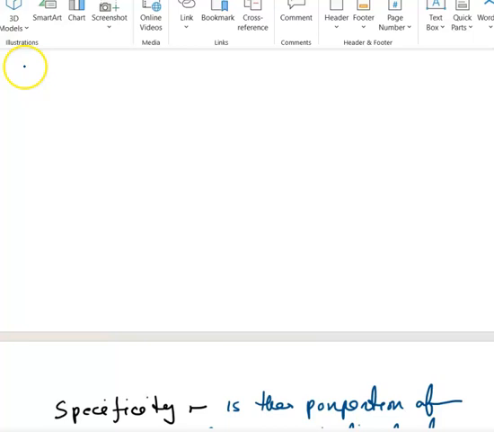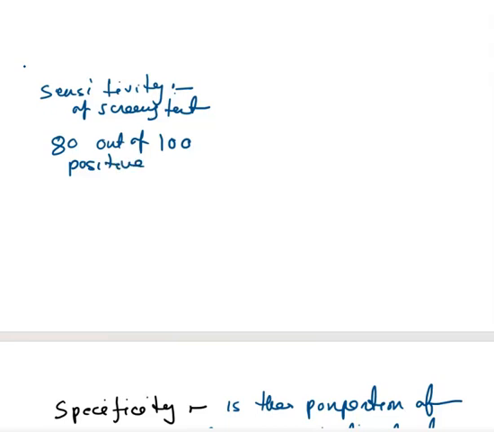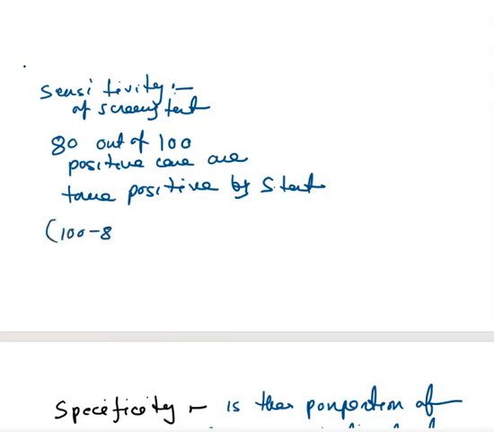So therefore, now we are going to calculate the sensitivity and specificity of our screening test. The screening test result was 100 positive. So now we matched the results from the gold standard and screening test result. All the positives we match, and we found that 80 out of 100 positive cases are true positive by screening test. So 100 minus 80 equal to 20 are false positive.